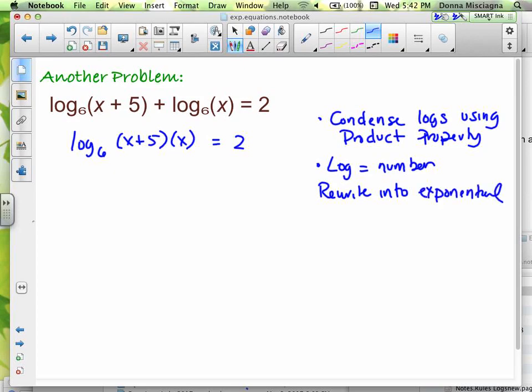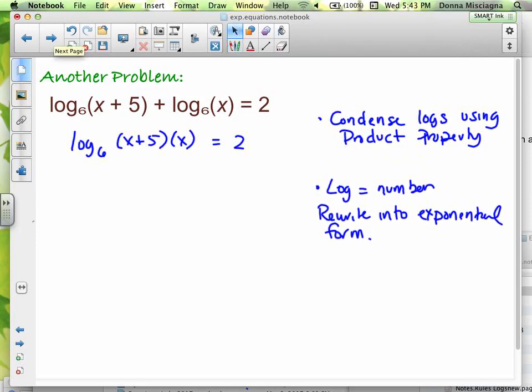All right, so actually, before I do that, one little thing we should do first. Why don't we simplify that first? Not that we couldn't rewrite it and then simplify, but let's just simplify that first. And then let's rewrite it.